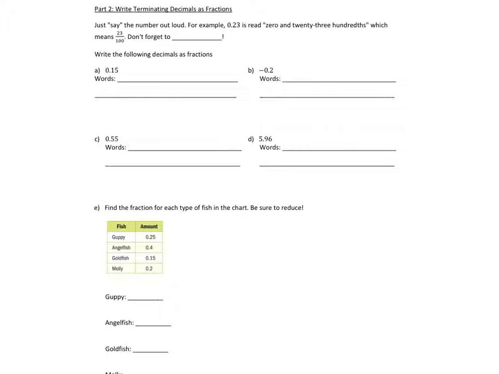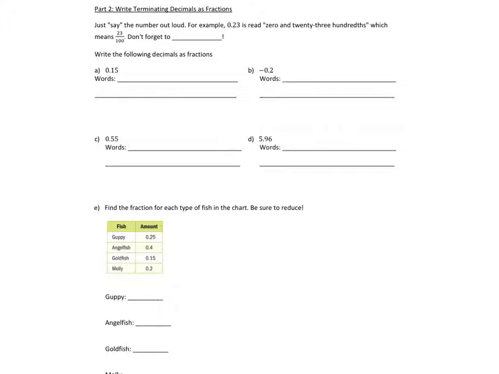On the back, part 2, write terminating decimals as fractions. So at the very top it says, just say the number out loud. Now, caution. We can whisper the number out loud so that we're not interfering with other people. For example, 0.23 is not read "zero point twenty-three."